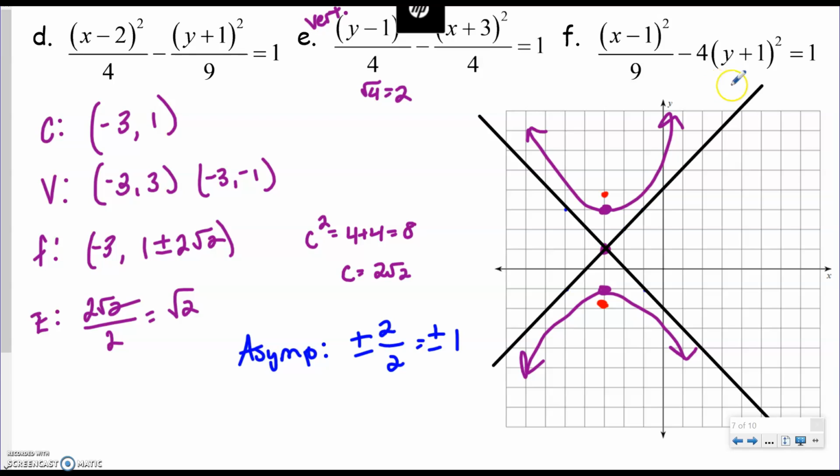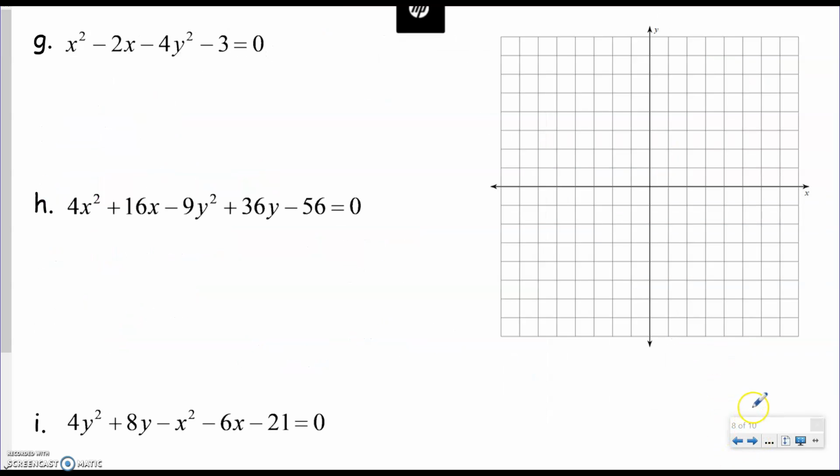For f, when you do this, consider this is the same. Multiplying by 4 is the same as dividing by 1/4. So this would be your b squared is 1/4. So instead of having a 4 in front, that's really the same as dividing by 1/4. We're going to do h for the last one.